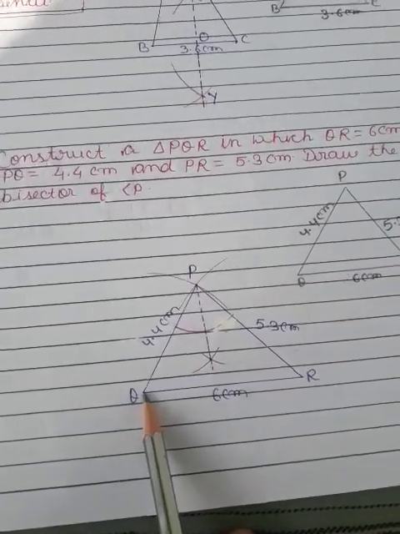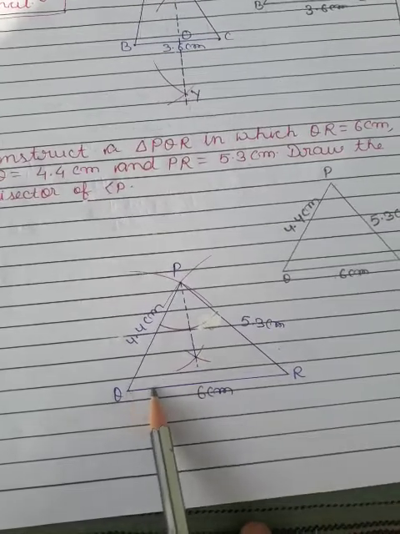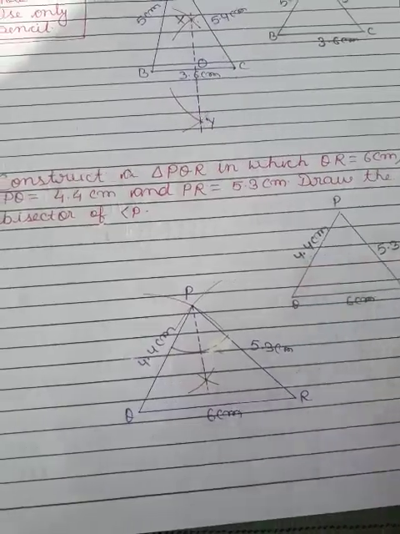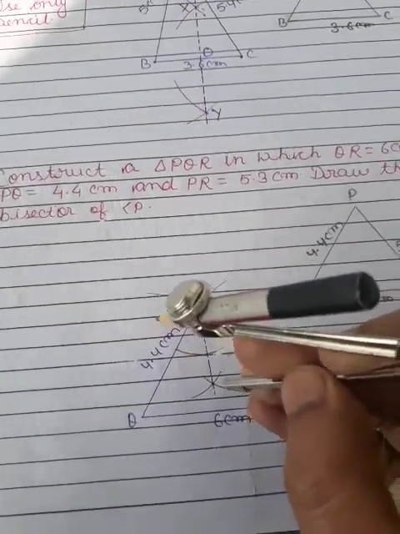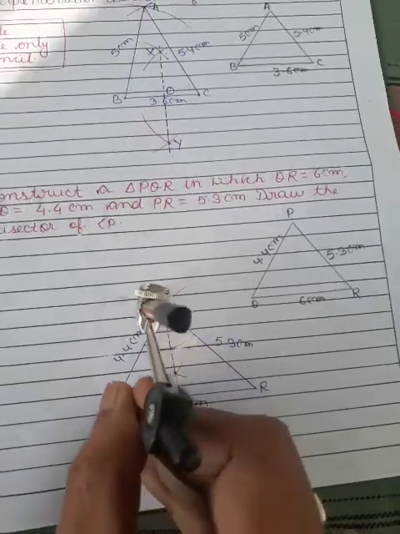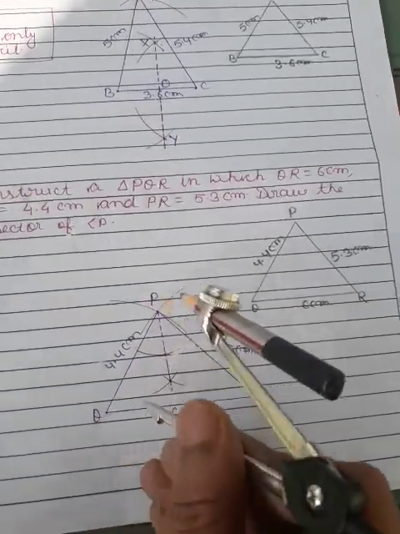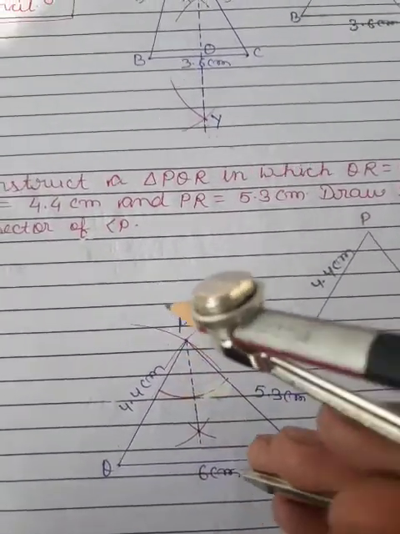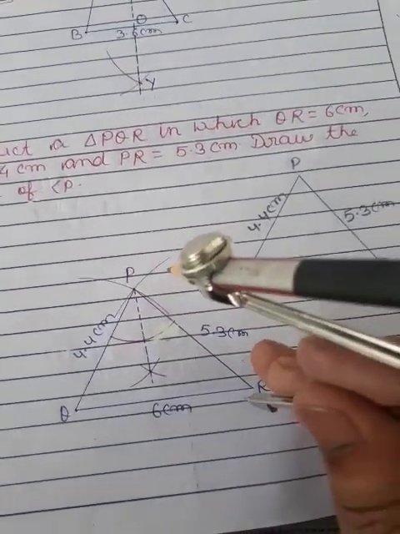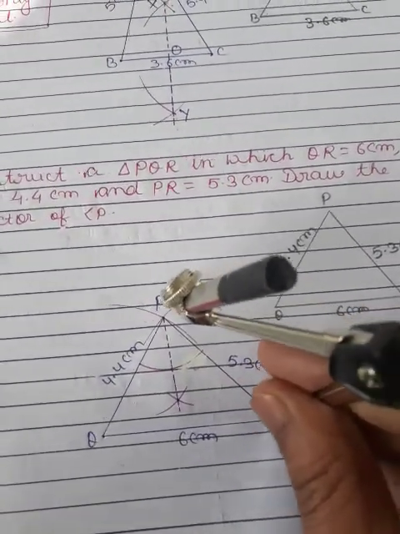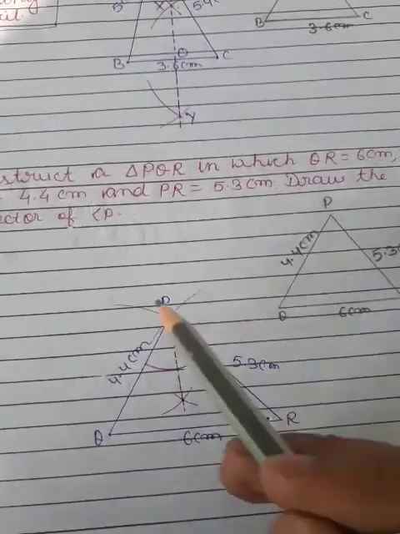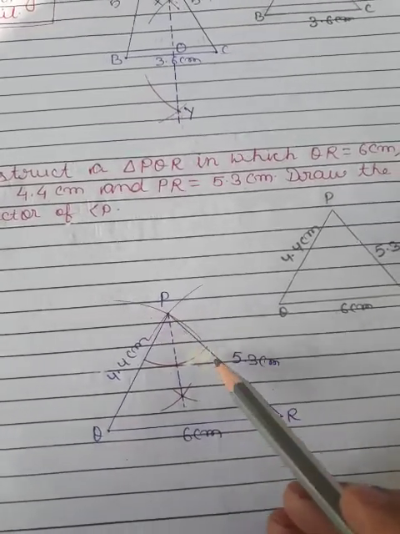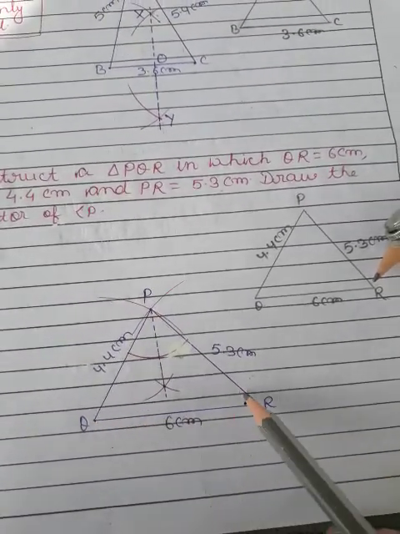QR is given 6 centimeter. So with the help of scale we will take QR 6 centimeter. Then see PQ is given how much? 4.4 centimeter. So with the help of this compass we will measure 4.4, keep here and cut like this. Then PR is given how much? 5.3. Once again with the help of compass measure 5.3 with the scale, keep here and cut one time. Now where these 2 arcs are meeting, give 1 point and with the help of scale join these 2 points. So this is the first part of the question.